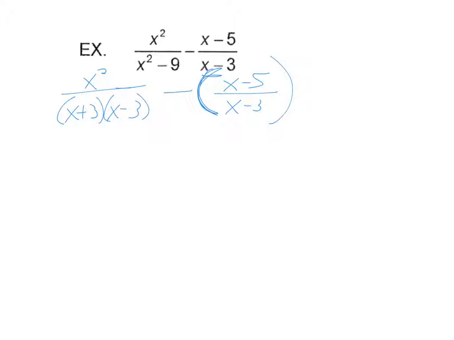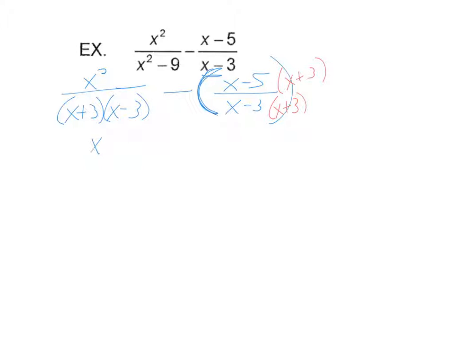Now, I need a common denominator because I'm subtracting fractions. They both have x minus 3, but the first one also has x plus 3. So I can put an x plus 3 in the bottom of the second one, but if I put one in the bottom, I have to also put one in the top.